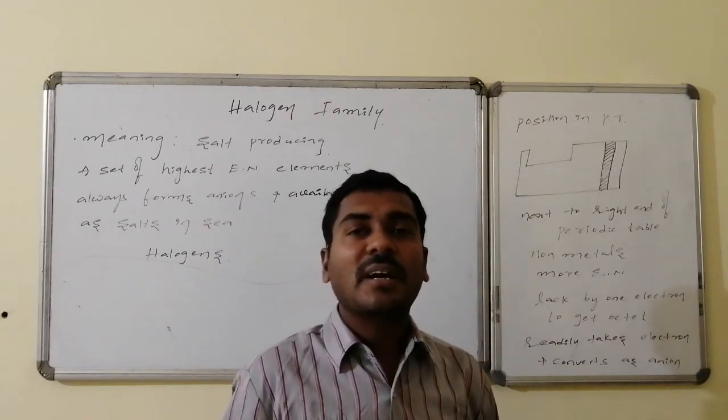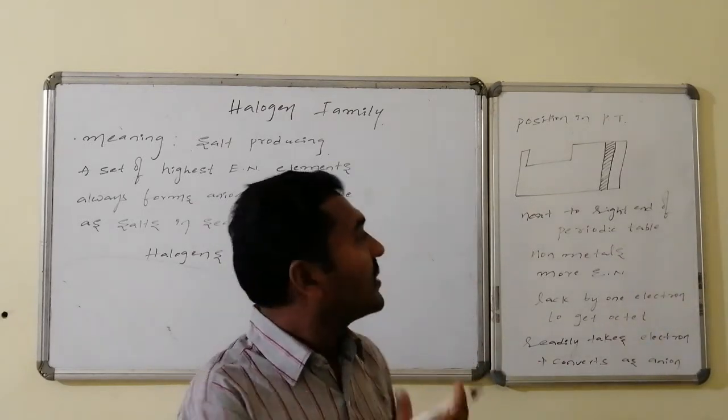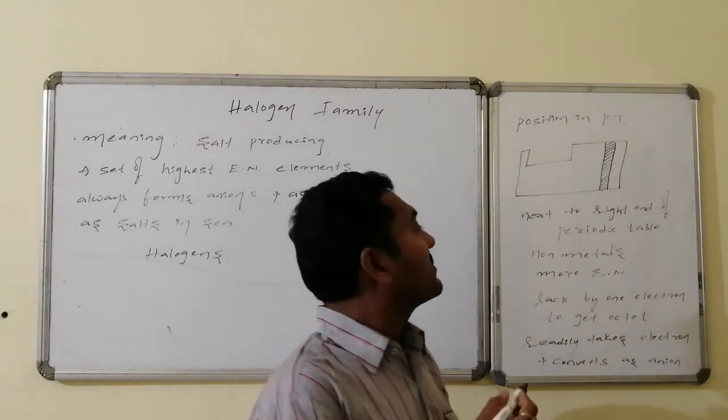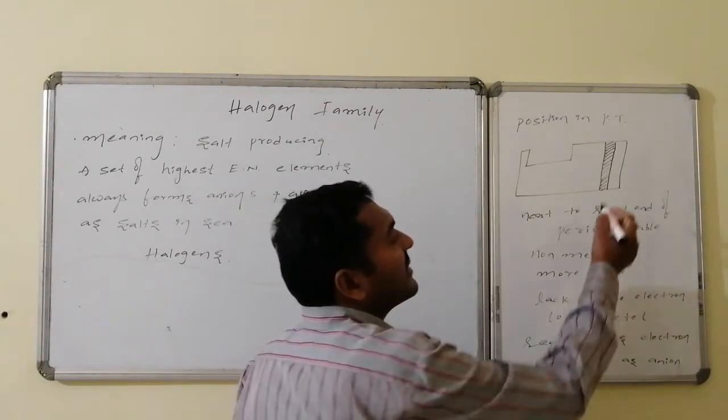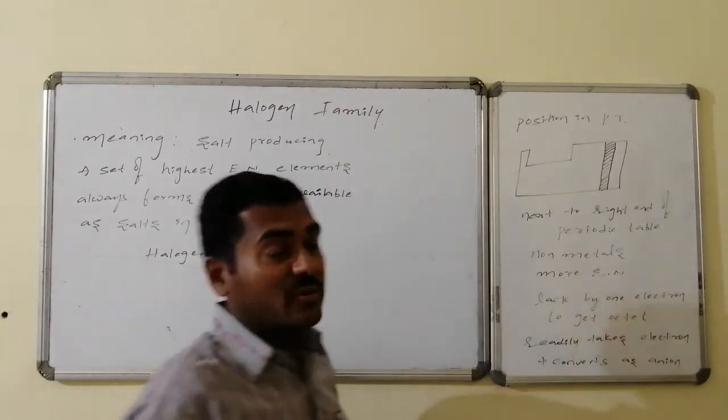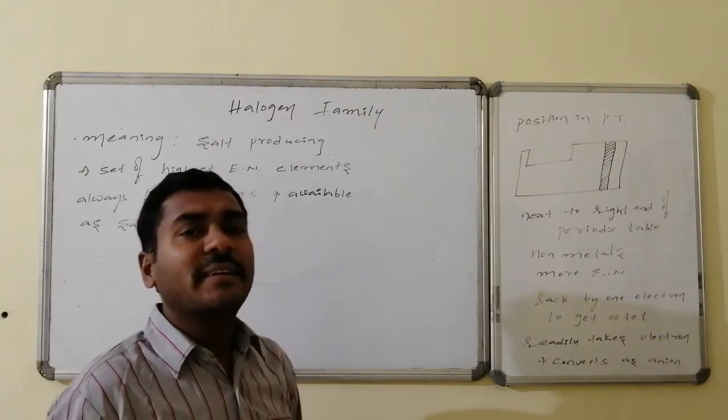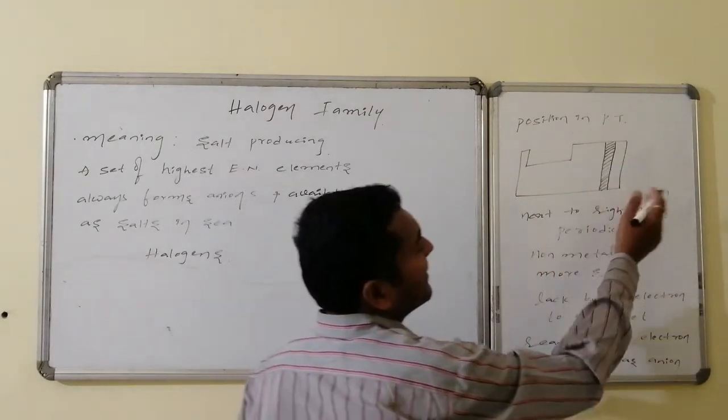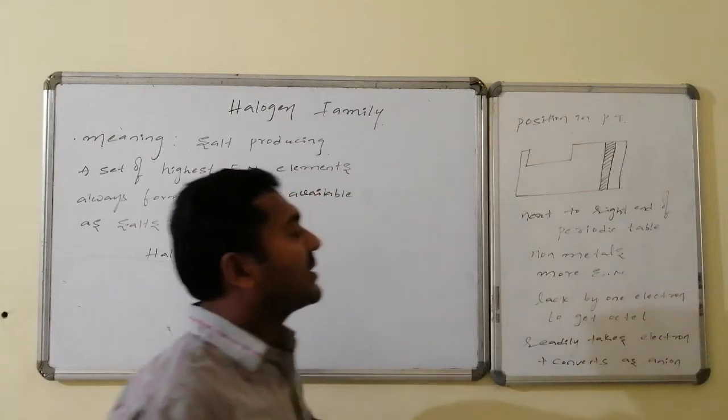The position of the halogens in the periodic table. Look at the periodic table. In this periodic table, halogens are present in this shaded portion, that is, next to the right end of the periodic table.